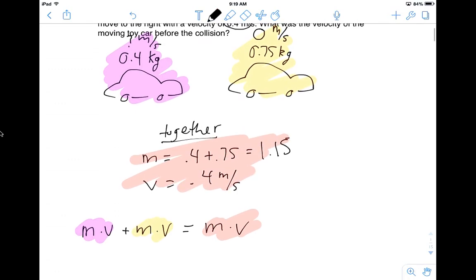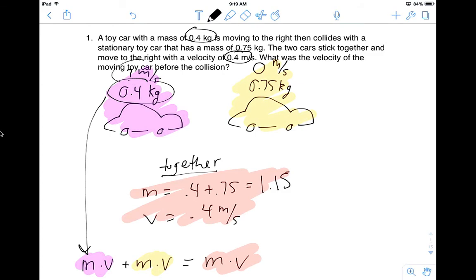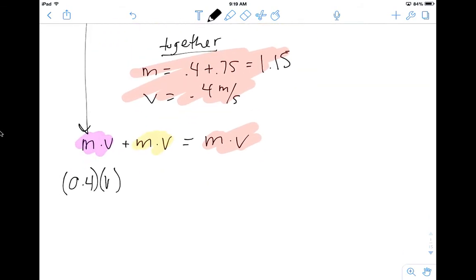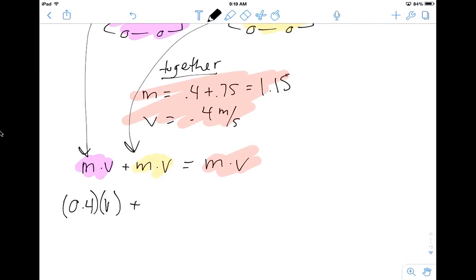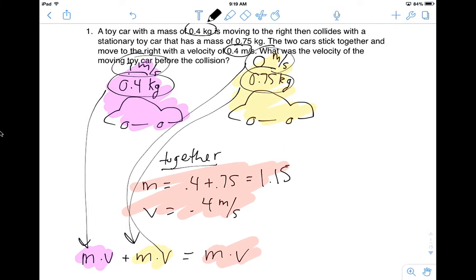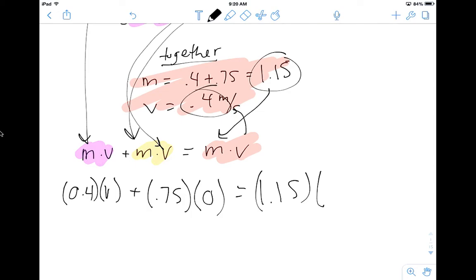So when I go to fill in, I know that I've got a mass of 0.4, but I don't know my velocity. That's the question mark, so I'm just going to leave that as V. For my orange, I've got a mass of 0.75, so that's going to go in there. My velocity here is 0, because it's stationary. It said it's not moving at the beginning, so we say that it's 0 velocity. Now finally, I've got my mass of 1.15, which is going to go there, because this is the two objects together, and my velocity of 0.4.